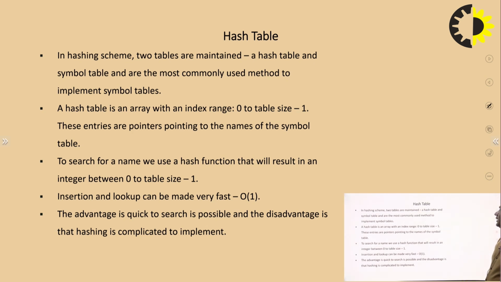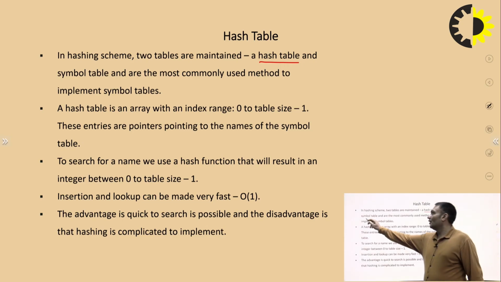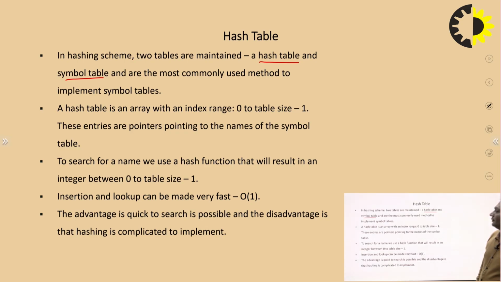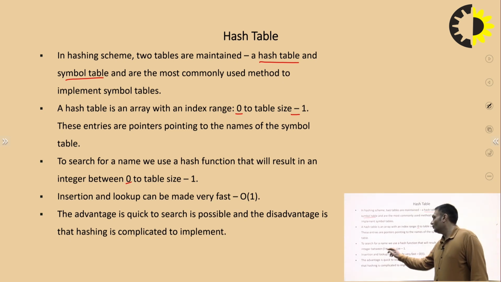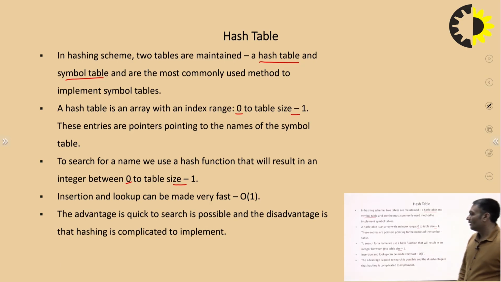Here 2 tables are maintained, a hash table and a symbol table, in order to record the data inside the symbol table. Hash table is an array with index range 0 to table size -1, and these entries are pointers pointing to the names in the symbol table. And if we want to search an item inside this symbol table, then we can use the hash function that will result in integer values between 0 and table size -1.